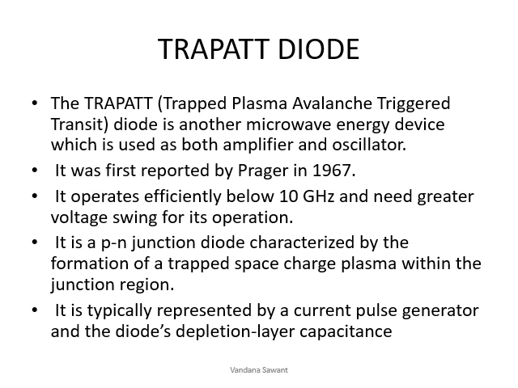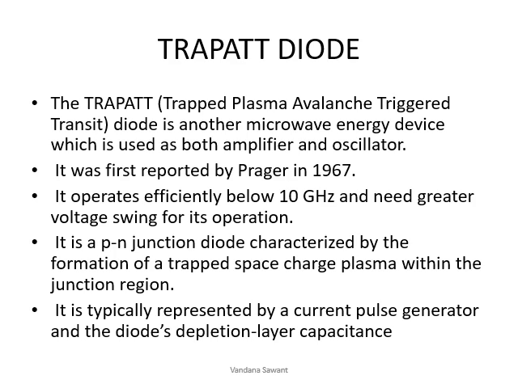What is it called? Trapped plasma avalanche triggered transit diode. This is another microwave energy device which is used as both an amplifier and an oscillator. It was first reported by Prager in 1967, that means before the Gunn diode. It operates efficiently below 10 GHz and needs a greater voltage swing for its operation.